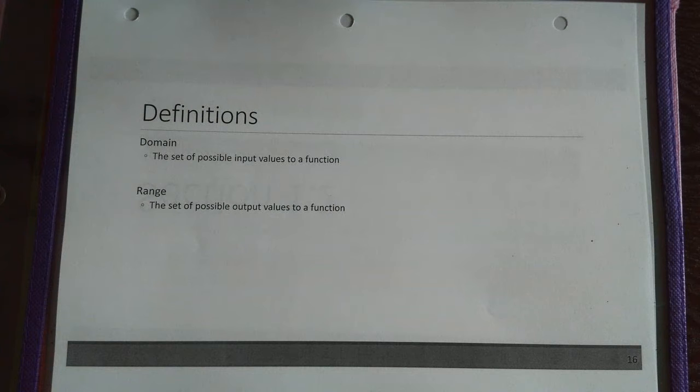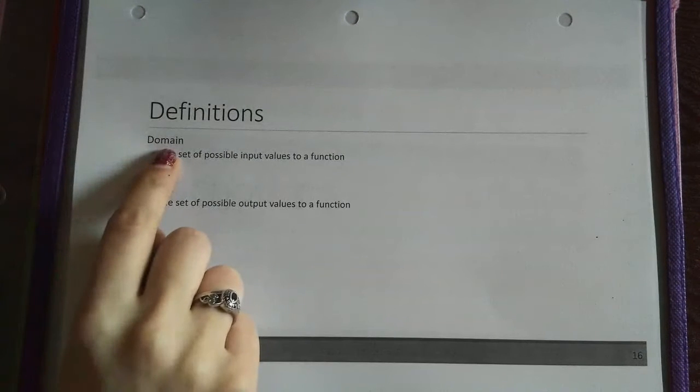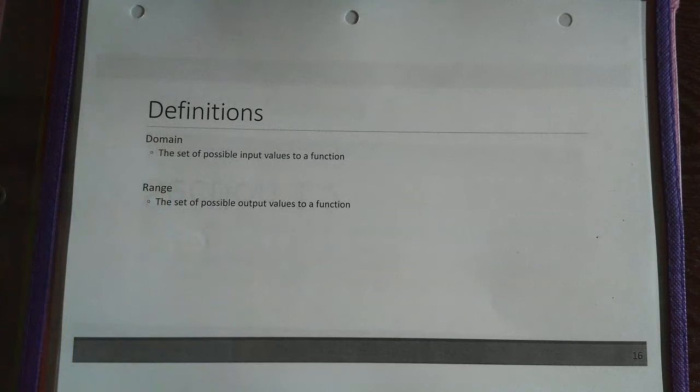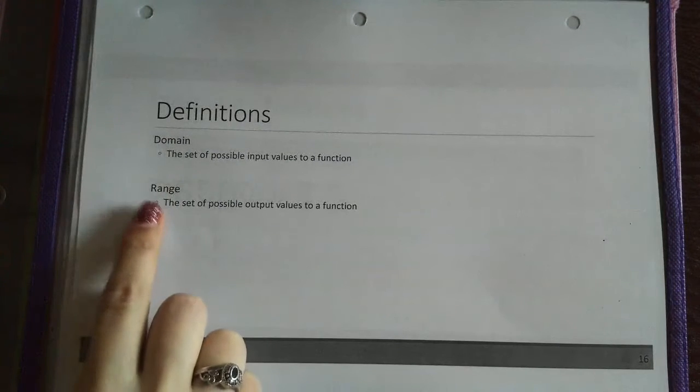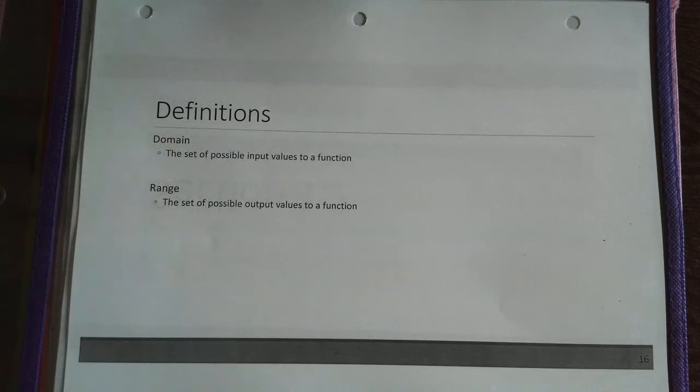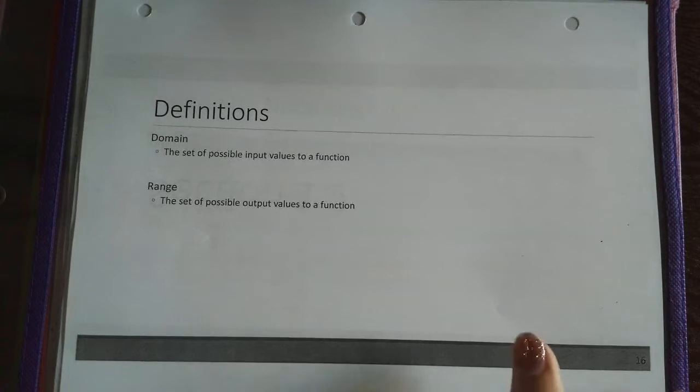Usually in math, when we're thinking domain and range, what should come to mind is domain is your x's, because x's are usually your input values. And when you think of range, you should think of y, because y is usually our output variable.